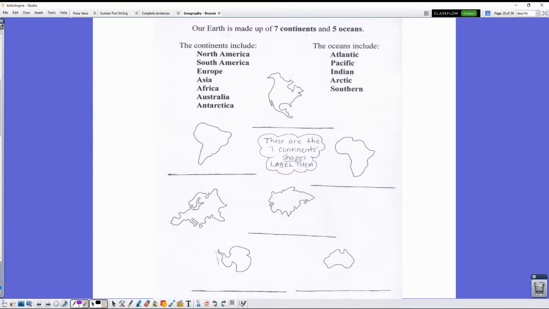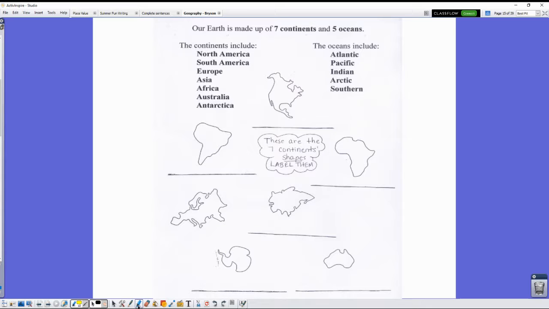We are looking at, I believe it's page 10 in your social studies binder, the notes on geography. And I just want to take a quick look at the seven continents and oceans. Now, these are just the shapes of our seven continents. The oceans aren't on here, obviously.